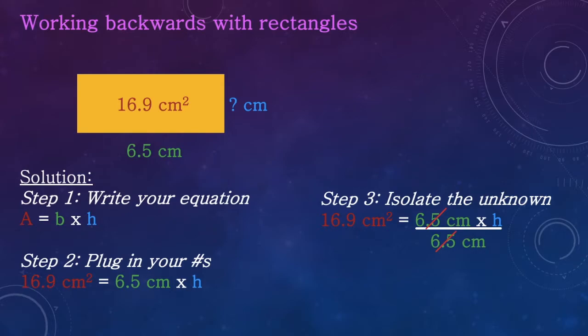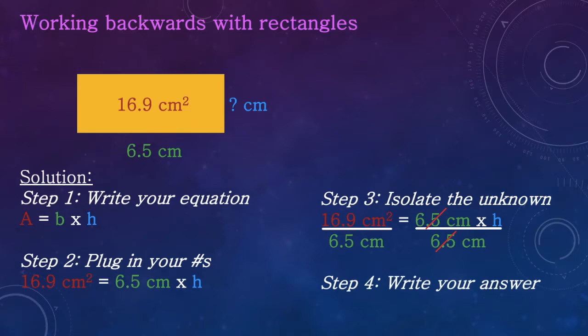It's the same thing. And now remember, when you modify your equation, you are totally allowed to do this. However, the rule that you need to follow is whatever you do to this side, you have to balance it by doing it to this side too. So what we have to do is divide on the left side 16.9 centimeters squared by 6.5 centimeters.